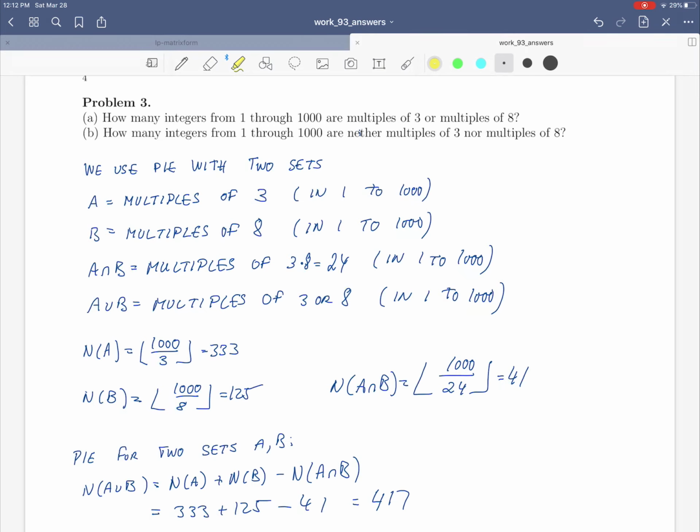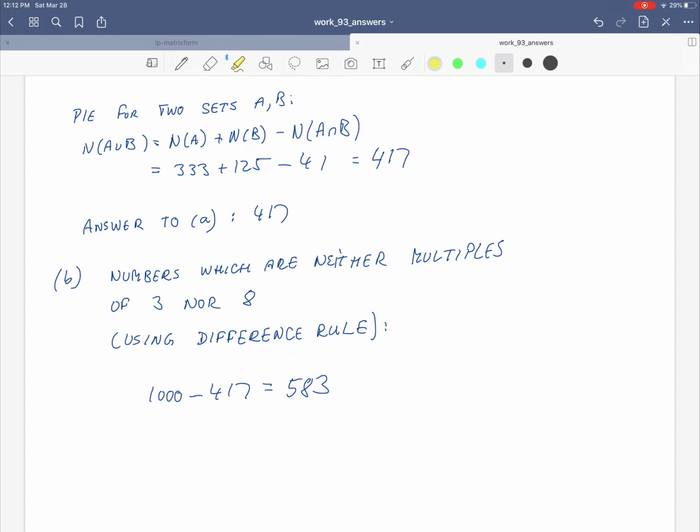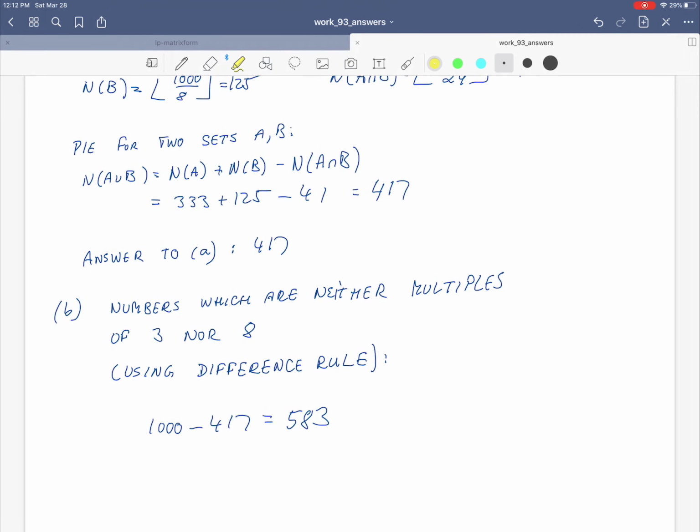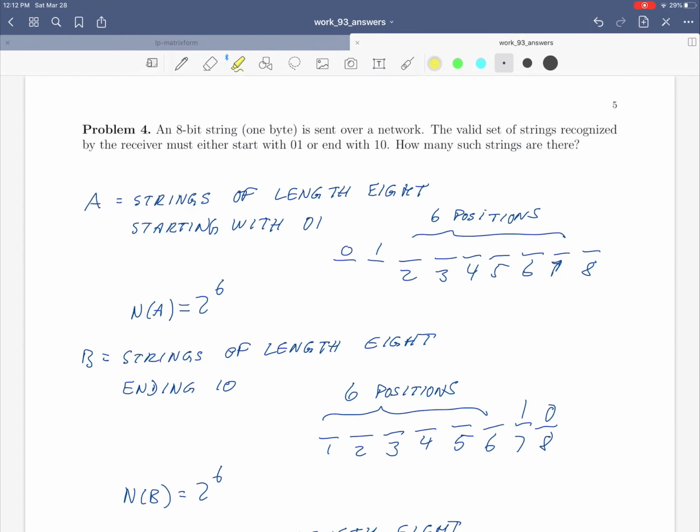How many integers 1 through 1000 are neither multiples of 3 nor multiples of 8? So number which are neither multiples of 3 nor 8, using the difference rule, is 1000 minus 417, which is 583. And that's the answer for part B. Alright. So now for the problem number 4.